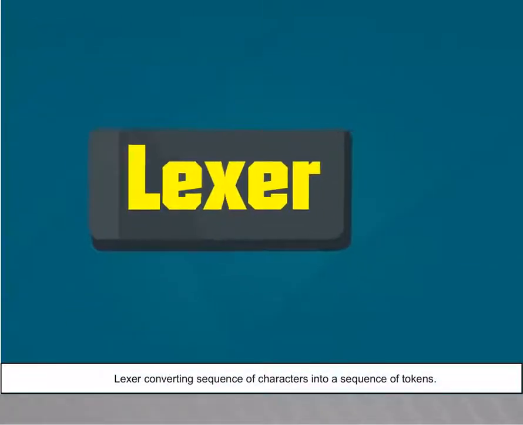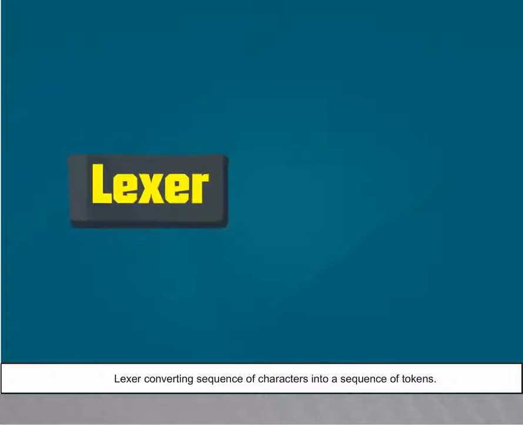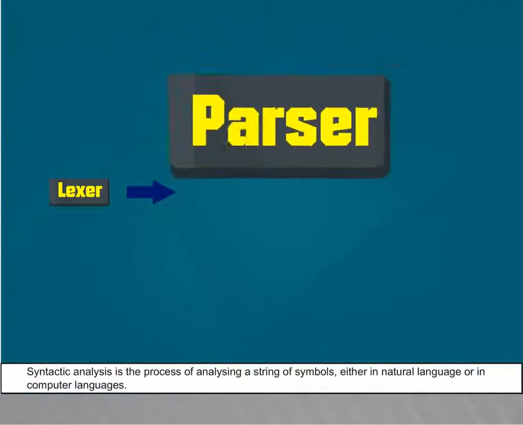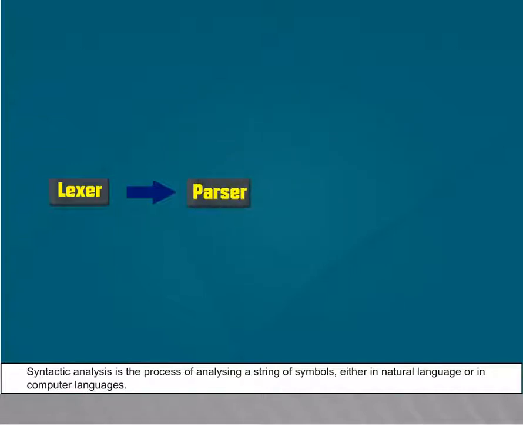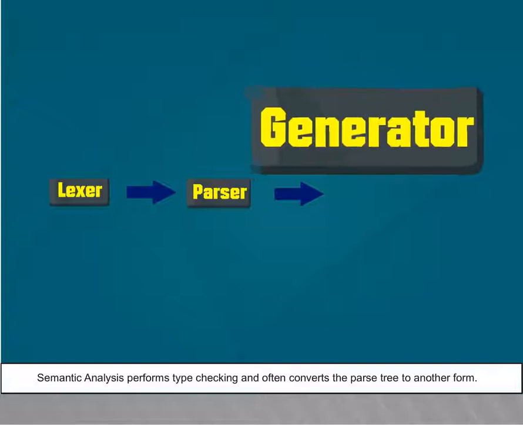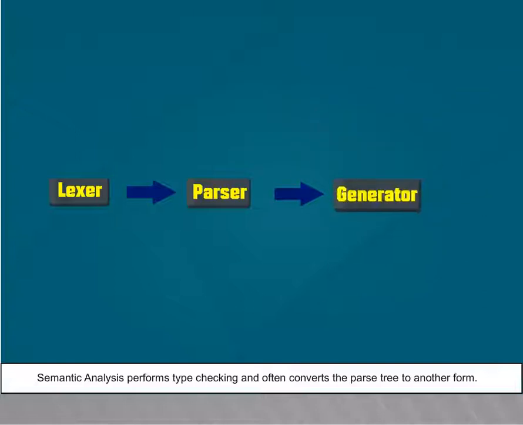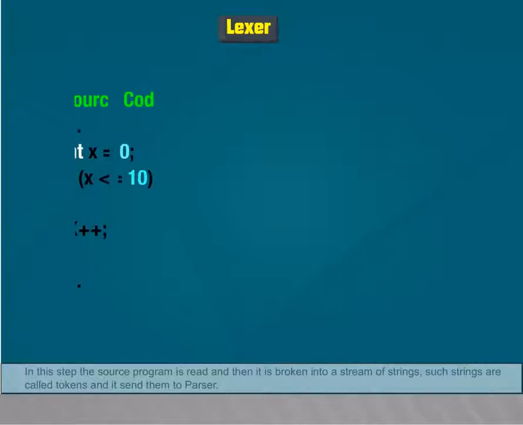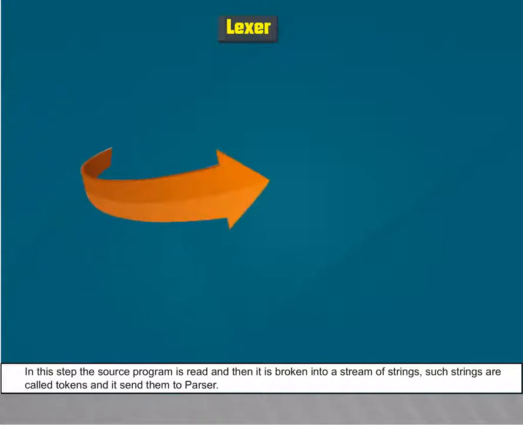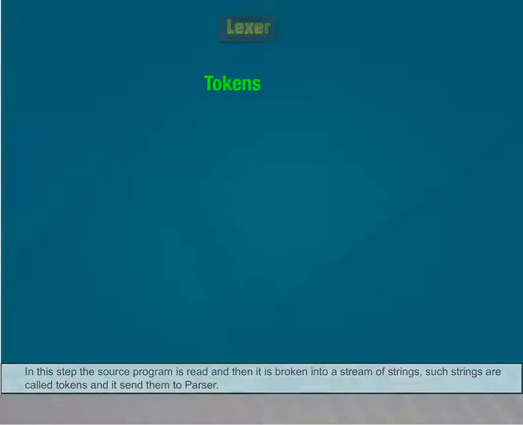Lexer. Lexer converts a sequence of characters into a sequence of tokens. Parser. Syntactic analysis is the process of analyzing a string of symbols either in natural language or in computer language. Generator. Semantic analysis performs type checking and often converts the parse tree to another form. Lexer. In this step, the source program is read and then it is broken into a stream of strings. Such strings are called tokens and it sends them to the parser.